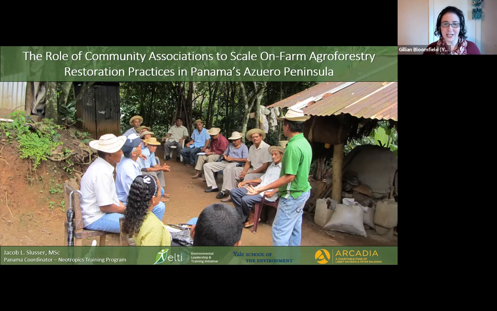He is a forester by training with over 15 years of experience working in Panama, designing and implementing forest restoration projects in agricultural landscapes. At ELTI, he works to improve the capacity and leadership of rural people to empower them as land stewards and to demonstrate and promote positive land use decisions for future generations. So Jacob, we're so excited to have you here today.